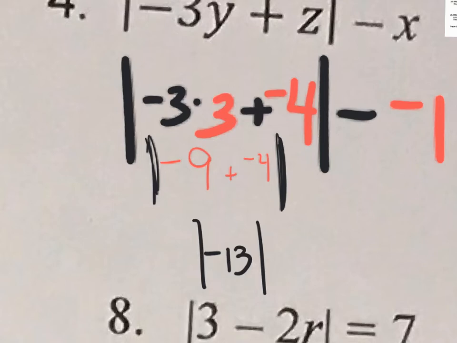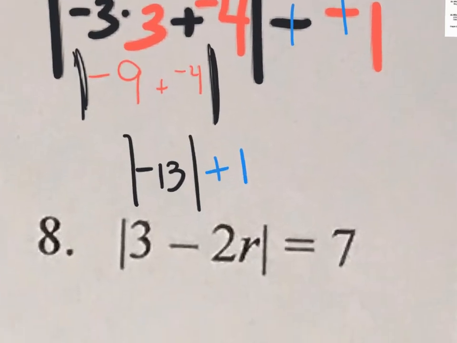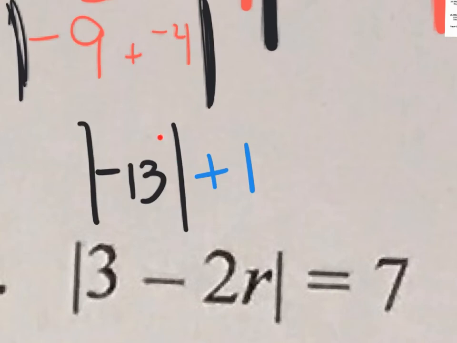We have a +1. The minus changes to plus. So that's really the absolute value of 13 plus 1, yeah? Okay, so now, all we need to do is do this last part. What is the absolute value of negative 13? Remember, absolute value of anything is always going to be a positive answer. So you really have 13 plus 1, final answer is 14.